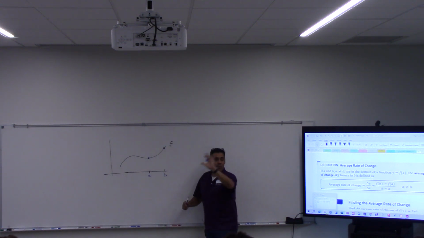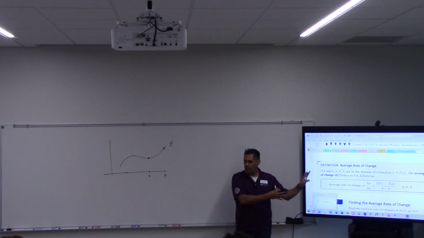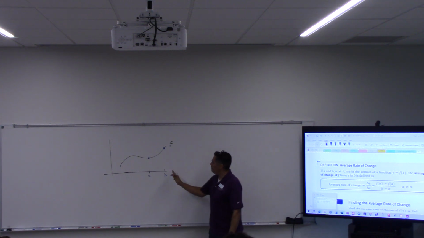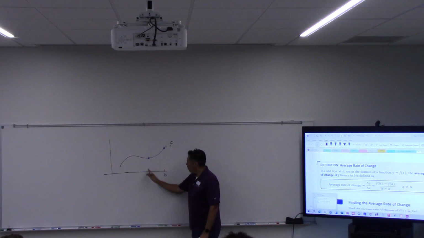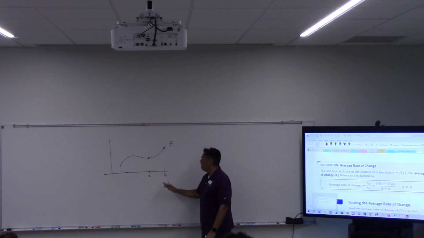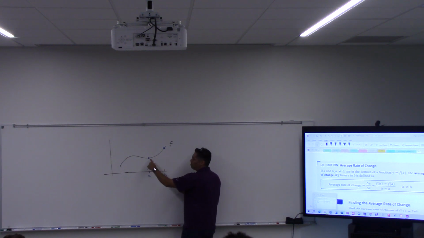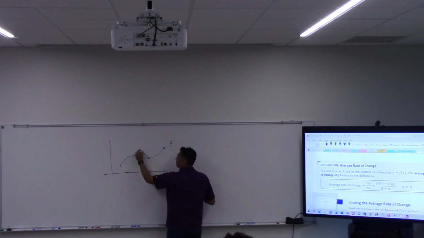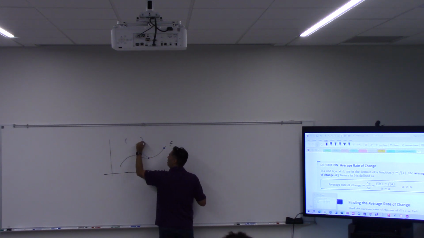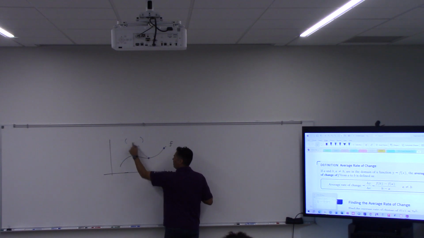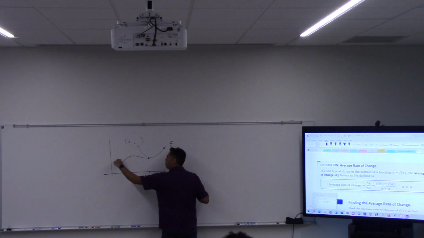We're not talking about local max, local min, absolute max. This is something different now, okay? So if I have a function and I start at some point A and end at some point B, I'd like to know what the average rate of change is, from here to here. So what I'd like to do is label this. This right here is a point, right? The x-coordinate of this point is A, and the y-coordinate, which is how high it is off the ground, is what I get when I plug A into the function.